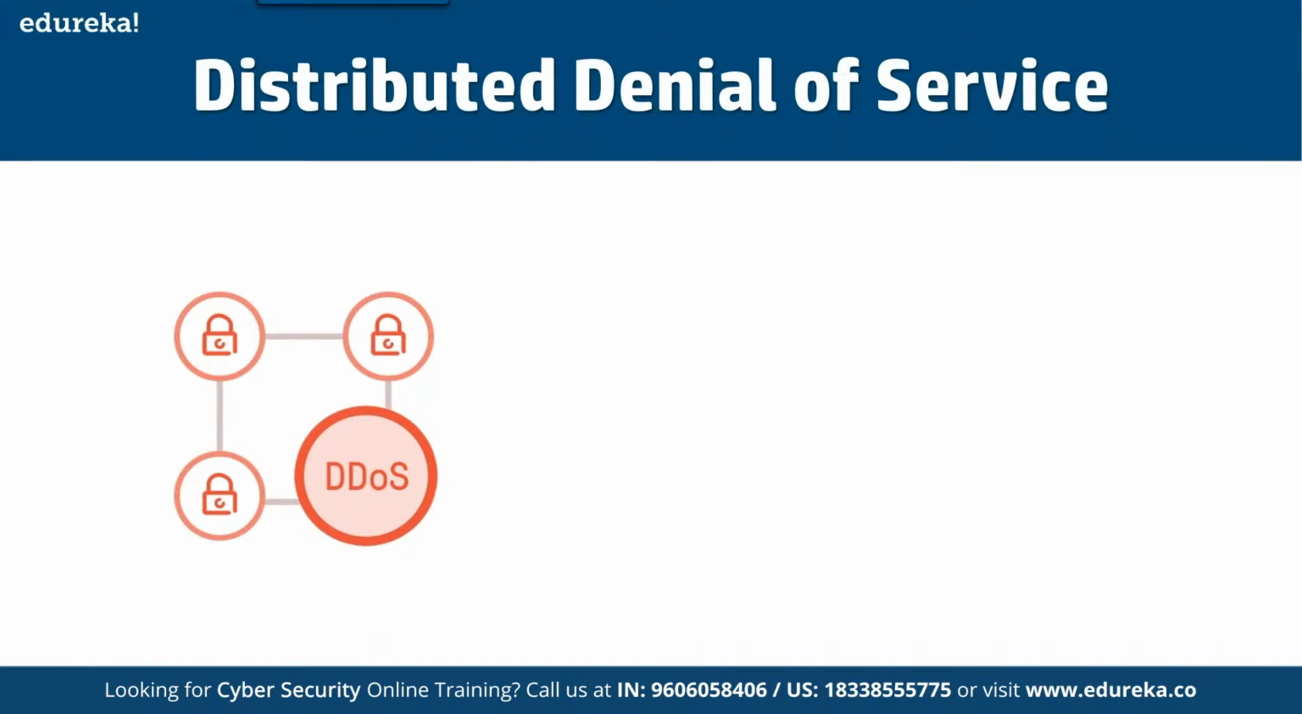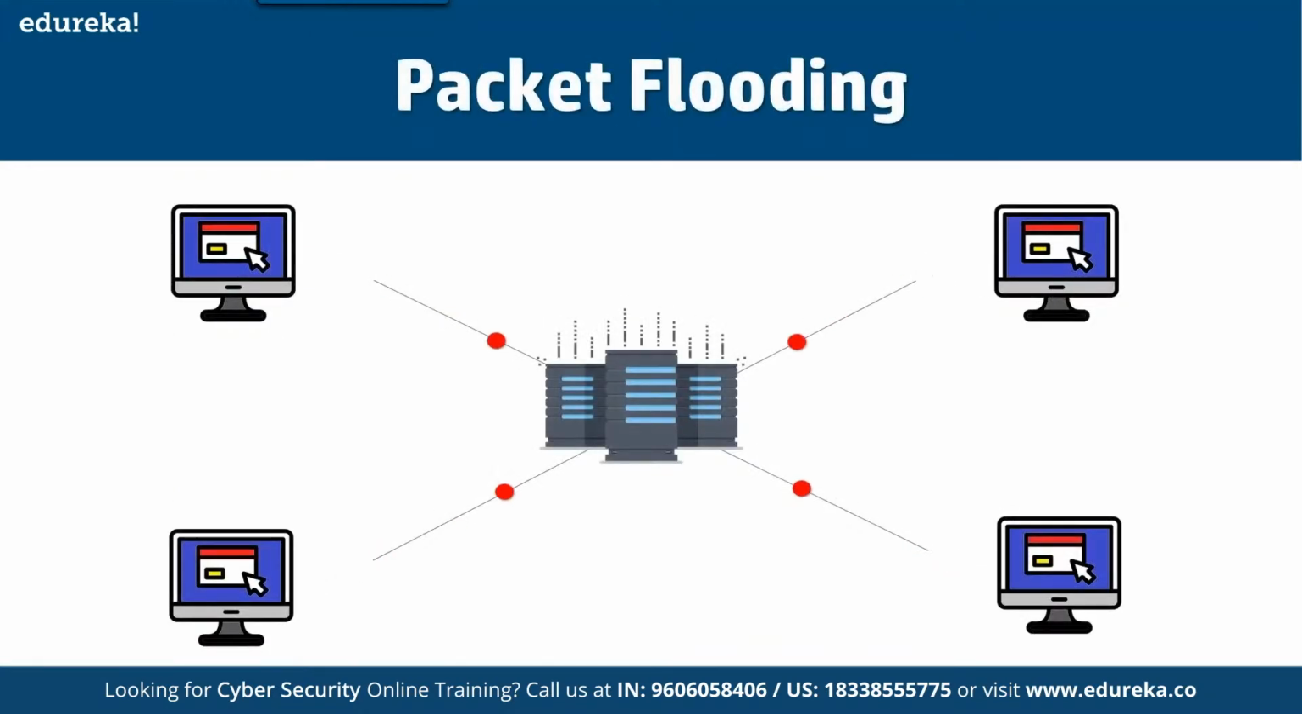So by sending so many bogus requests. Basically, a hacker will send so many bogus requests to your server, to your system, to your machine, so that your machine is going to be unavailable. It's going to be offline. One of the easiest ways is through packet flooding. Right now, you see these four computers are sending so many bogus requests to your system, which is going to bring your system offline.